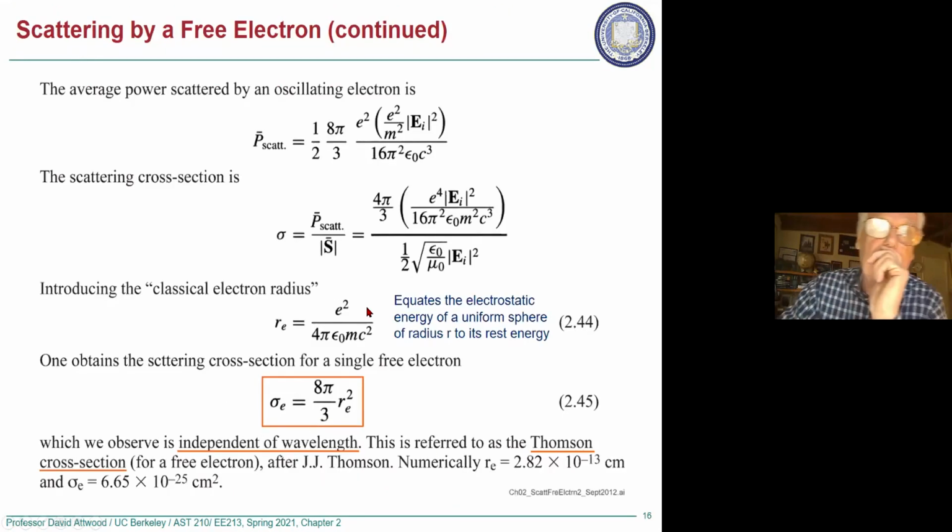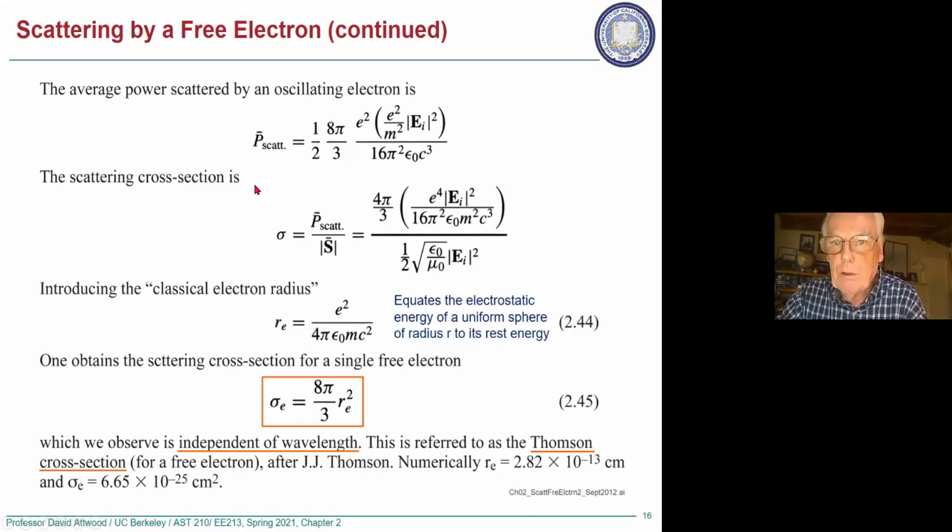And so here's our average power scattered. It had that 1/2, it had the 8 pi over 3, and it had this formula here. This is what we had before, but there was a modulus a squared here. And now we've replaced modulus a squared by this term, e squared over m squared, and the modulus E squared. This is the incident field. So this is what we saw before for average power from an accelerated charge. Now it's in terms of the incident electric field.